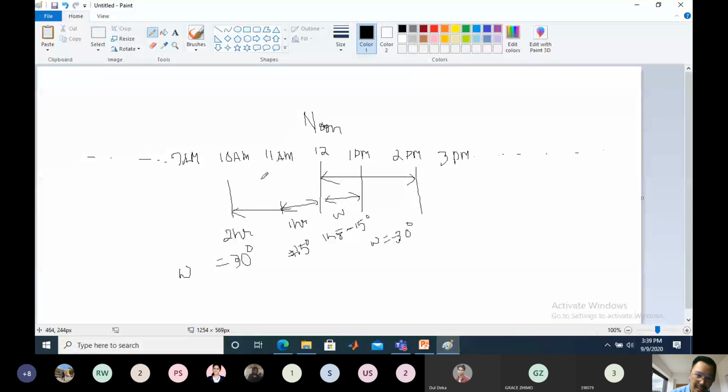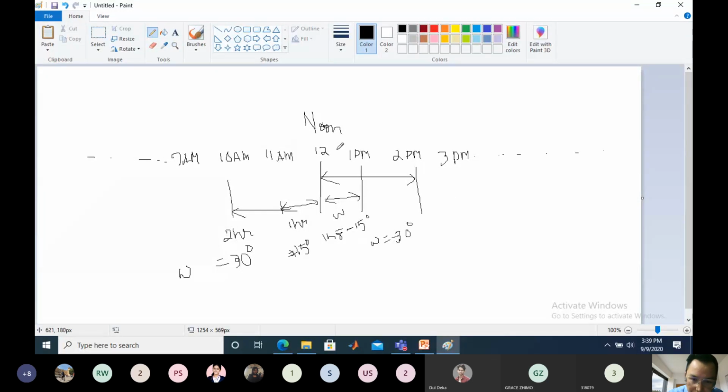ठीक है ना? Like this for 9 AM it will be कितना हो जाएगा? 30 डिग्री प्लस 15 डिग्री, मतलब यहाँ 3 hours हो गया है. Then it will be 45 degree. 3 p.m. इस तरफ क्या हो जाएगा? Minus 45 degree. Like this you can find out.